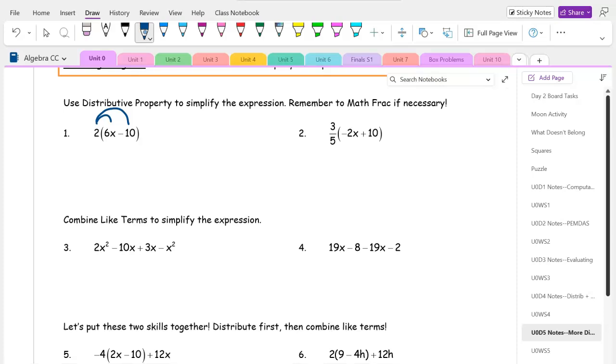So we have a 2 times a 6x, which is a 12x. And we have a 2 times a negative 10, which is a negative 20. And this is it. This is our answer. Those are not like terms, so we cannot combine them.